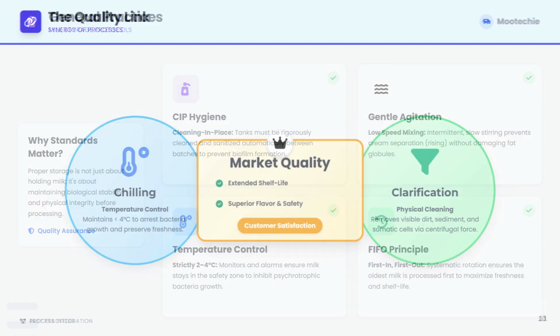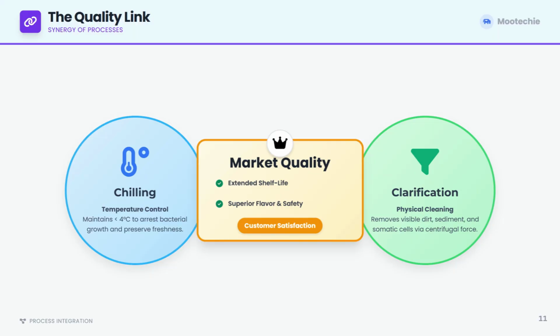This slide highlights the quality link between chilling and clarification. Chilling controls temperature, maintaining 4 degrees Celsius to arrest microbial growth. Clarification removes physical impurities and somatic cells. Together, they produce market-quality milk with extended shelf life, superior flavor, and enhanced safety. Process integration determines final quality.